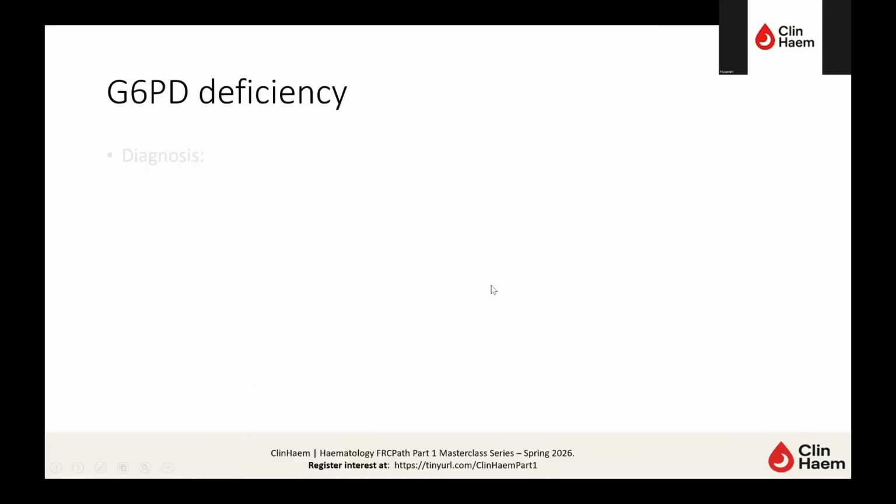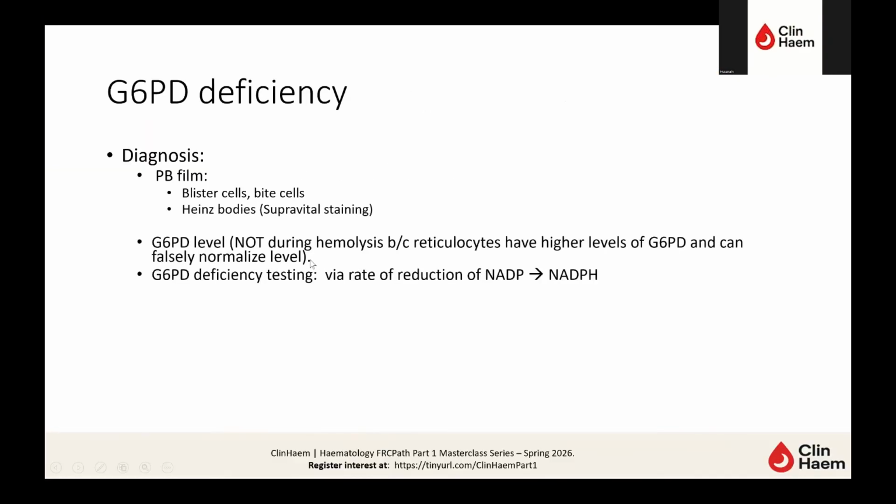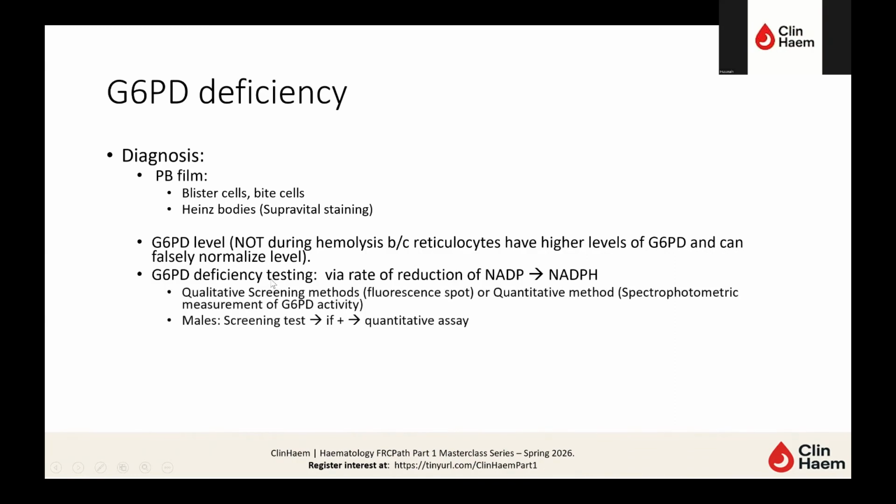The other thing to do is the G6PD level, of course, but you don't do it during hemolysis because reticulocyte counts are high, and they love to check that in exam. So you wait for the testing to be done till the hemolysis settles. There are two methods, qualitative or quantitative. In males, you start with the qualitative, and if it's positive, you go on to quantitative, because this is X-linked recessive, remember. So males, if they're deficient, are likely going to be quite deficient in it. So the screening test is going to pick it up. And then if it is positive, you do a quantitative assay. In females, you move directly to quantitative.